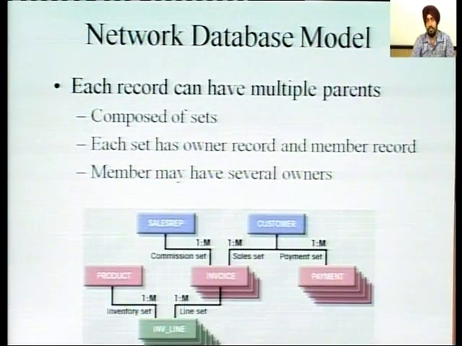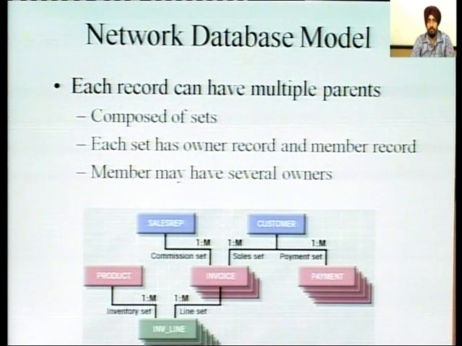Next is the network database model. Each record can have multiple parents, and it is composed of sets. Each set has an owner record and a member record. A member may have several owners. This is the example of the network data model.